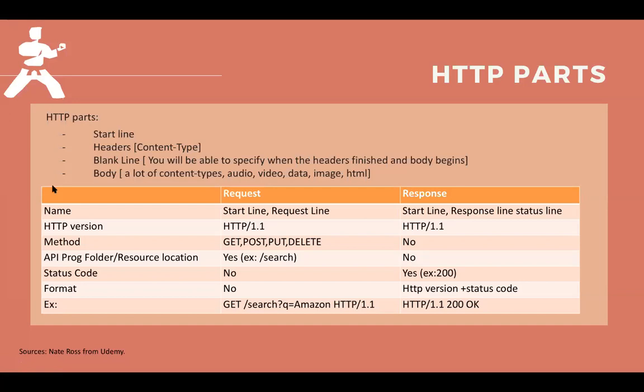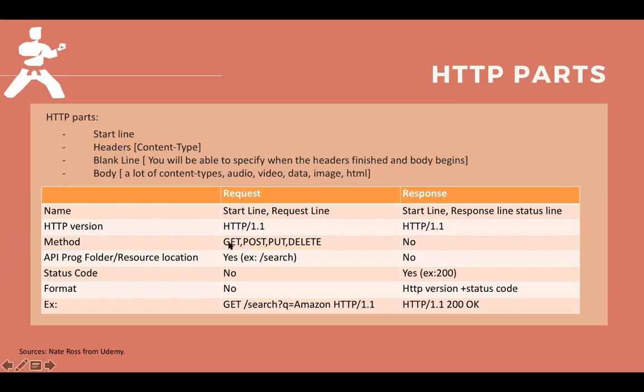And the body: we all know it's the HTTP body, the response body or request body. There are a lot of types. We can have audio, an image, JSON, an HTML file. It's not necessarily restricted to a certain format. We call it a plethora of options you have in the body.